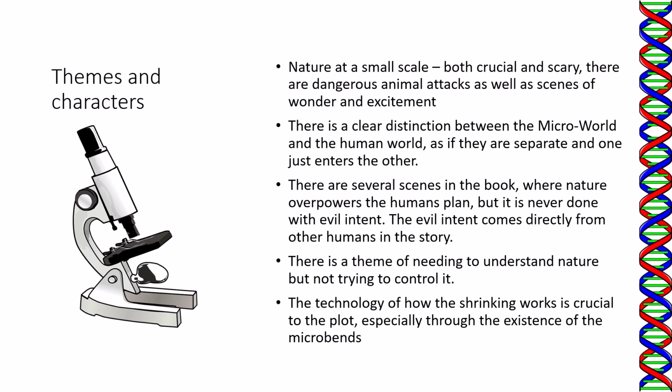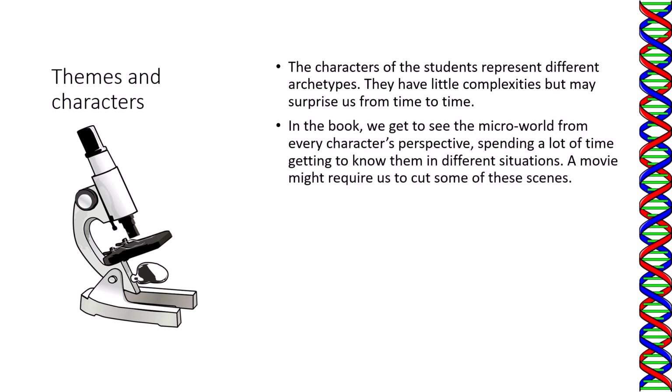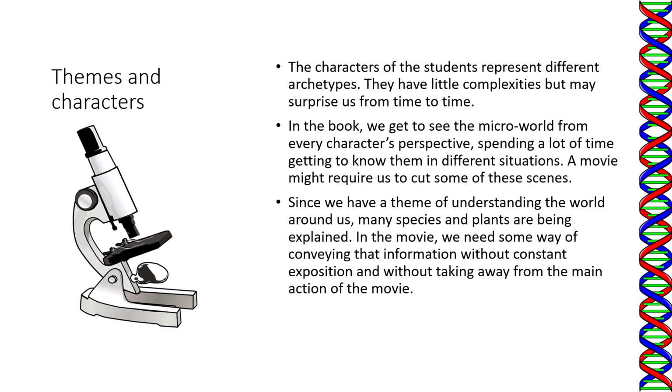There is a theme of needing to understand nature but not trying to control it. The technology of how the shrinking works is crucial to the plot, especially through the existence of the micro-bends. The characters of the students represent different archetypes. They have little complexities but may surprise us from time to time. In the book, we get to see the micro-world from every character's perspective, spending a lot of time getting to know them in different situations. A movie might require us to cut some of these scenes. Since we have a theme of understanding the world around us, many species and plants are being explained. In the movie, we need some way of conveying that information without constant exposition and without taking away from the main action of the movie.